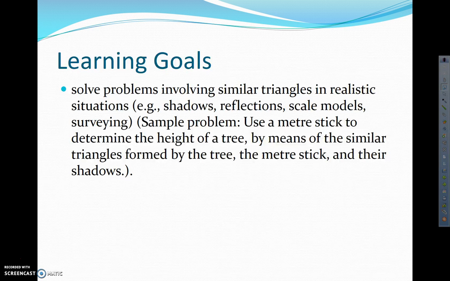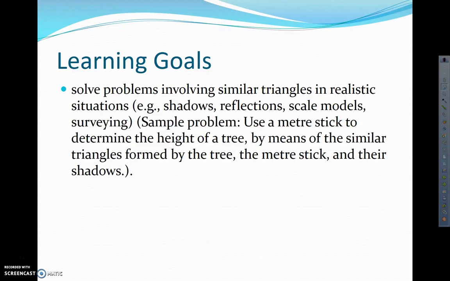And the learning goal here is to solve problems using or involving similar triangles in realistic situations. Shadows, reflections, scale models, surveying. A sample problem using a meter stick to determine the height of a tree by means of the similar triangles formed by the tree, the meter stick, and their shadows. And there's multiple ways of doing this.